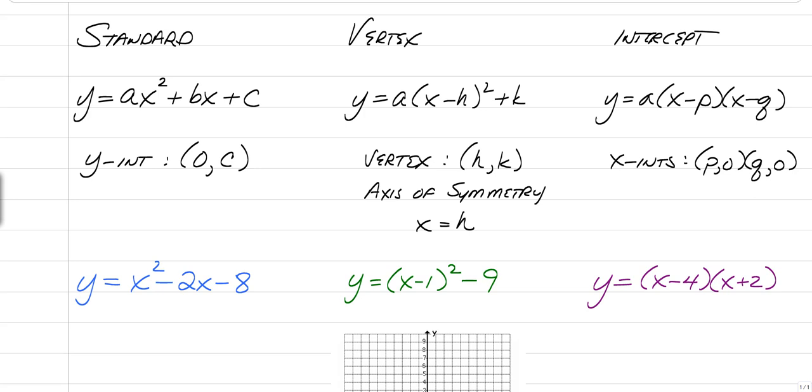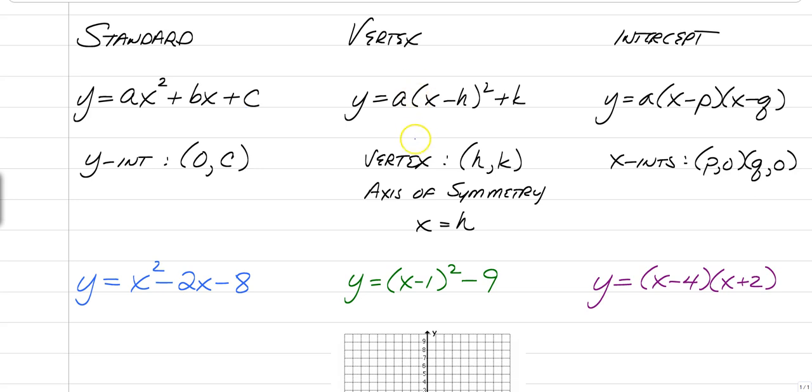So standard form is ax squared plus bx plus c. Now the nice thing we can get out of standard form is if you think about every time x is 0, if we substitute a 0 in here, those are going to cancel. C is going to be left with our y-intercept. So if you are in standard form, 0 comma c will always be your y-intercept.